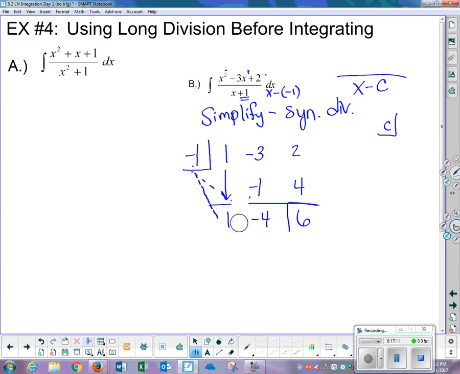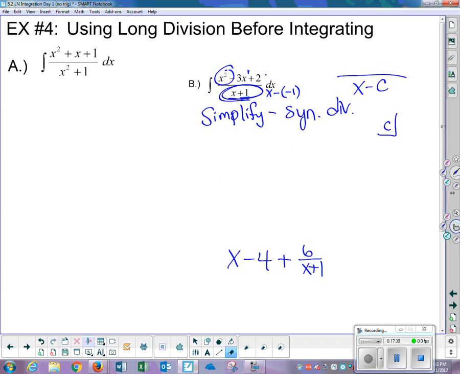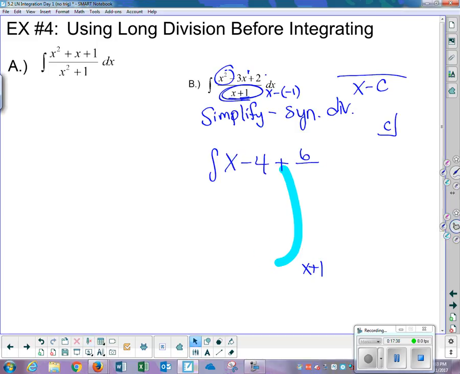Okay, now we just have to remember, how do we write this out? Well, it is a reduced polynomial. I took x into x squared. It's going to reduce it down to an x minus 4 plus 6 is my remainder. 6 goes over our divisor of x plus 1. What have we just created? Well, we created a simplified version of the original statement. So I'm going to have the integral of this answer right there. All right. So now I just have to integrate this.